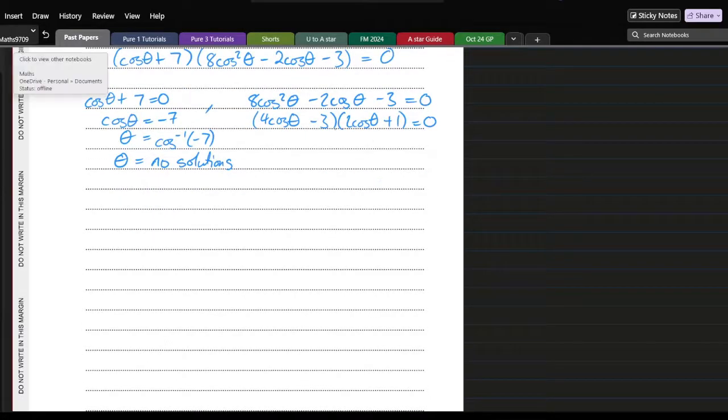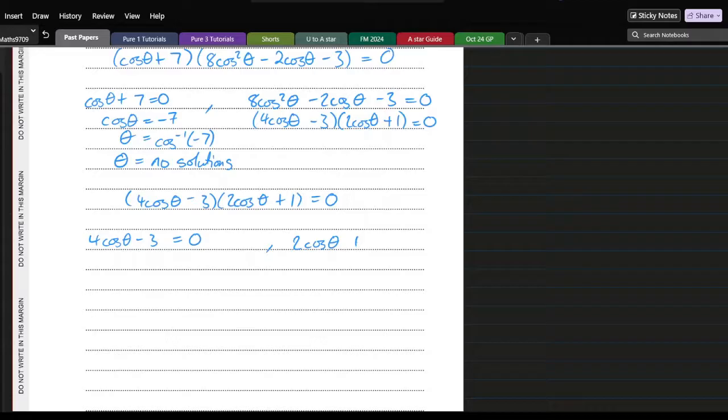So let me just scroll down here. We can equate each of our brackets to 0. So let's write that down here. We've got 4 cos theta minus 3 times 2 cos theta plus 1 is 0. So we can say 4 cos theta minus 3 is 0, or we can say 2 cos theta plus 1 is 0. So in this case, 4 cos theta is 3, so cos theta is 3 over 4. So theta is arc cos of 3 over 4.